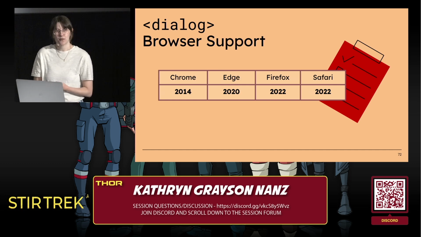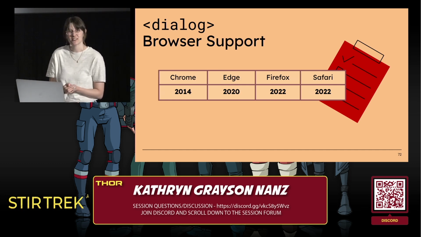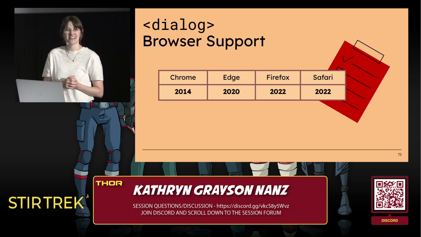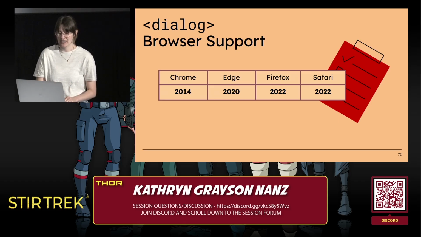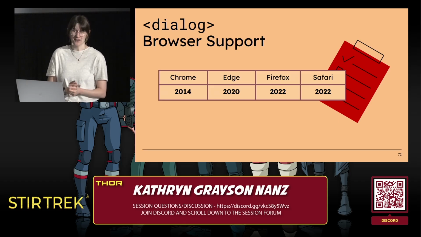Dialog gained full browser support in 2022. Chrome was the first to support it, actually all the way back in 2014. But it would take another several years for Edge to catch up in 2020, and then Firefox and Safari a couple years after that.